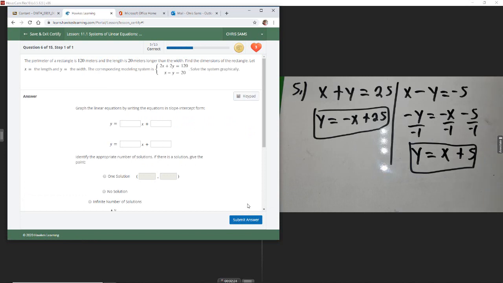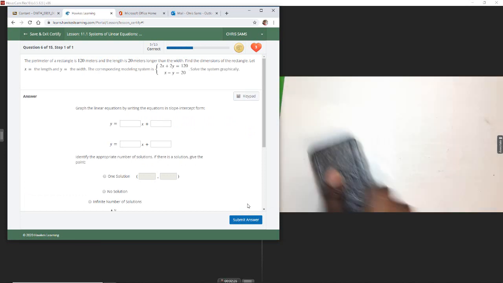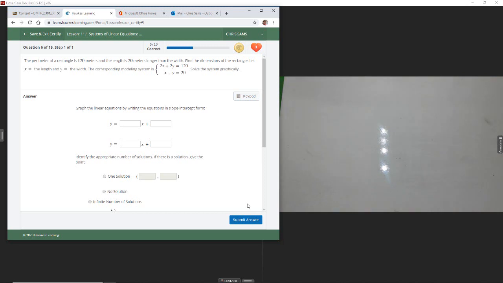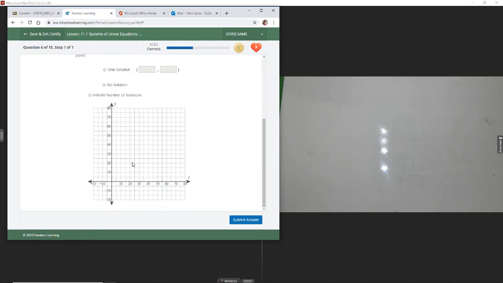Okay, so number 6, we have a similar setup. We have a perimeter of a rectangle is 120. So 2x plus 2y equals 120. The length is 20 meters longer than the width. Find the dimensions. So they're letting x be the length, y be the width. Here are your two equations. We're going to solve for y, graph it, and then pick out the solution.